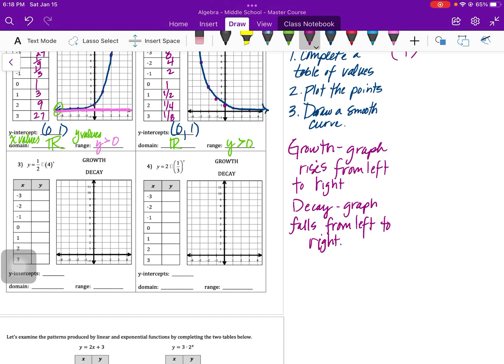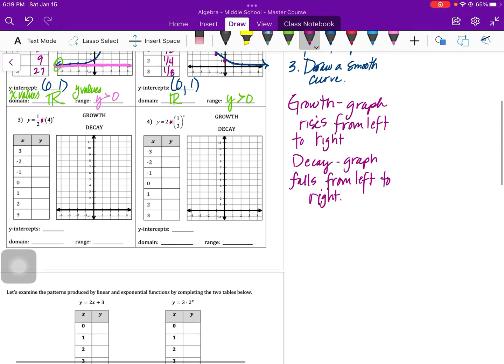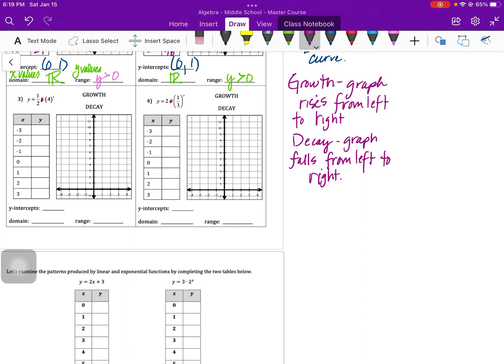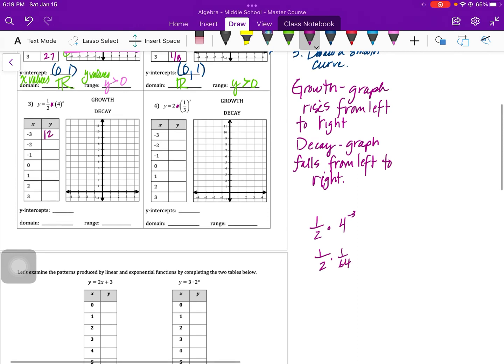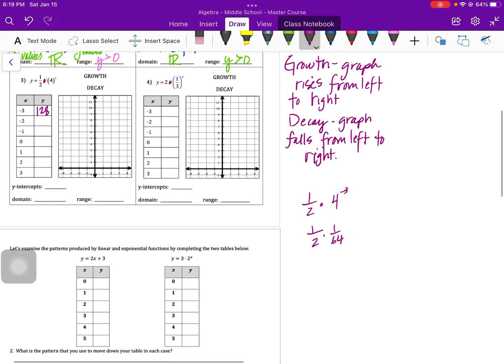All right, let's look down here. First of all, just to clarify, these little boxes should be multiplication signs. So number 3 is 1/2 times 4 to the x is our function. Let's evaluate this. Again, I'll do some scratch work. We have 1/2 times 4 to the negative third power. 4 to the negative third would be 1 over 4 cubed, which is 1/64th. So it's 1/2 times 1/64th, which is 1/128, which obviously is never going to fit on our graph.